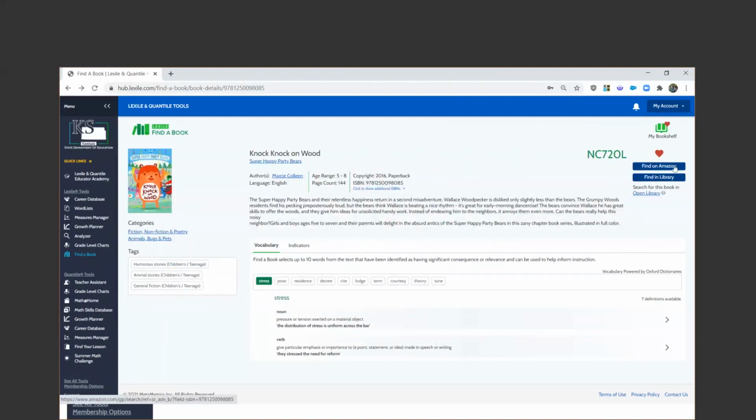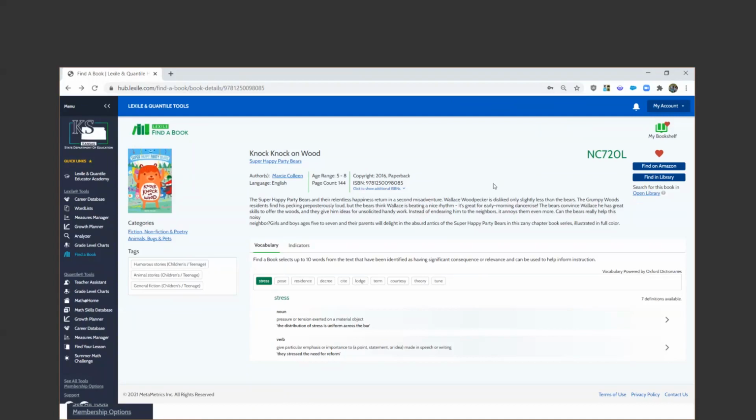Notice also there are links. If I want to find that title on Amazon, or if I want to find it in my nearest public library, or even in the Open Library, where I'm able to download an ebook free of charge, no content necessary, I can download it there through the Open Library.